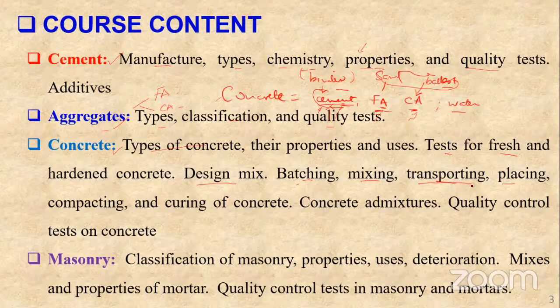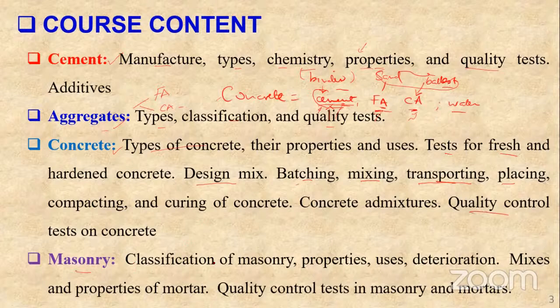Placing, you see, if you throw concrete the way we throw sand when we are loading it on a lorry, it's again going to segregate. So you had a very good mix, but if you throw it beyond a certain distance, segregation may occur. And segregation is not only for aggregate, but also water. You may find water coming onto the surface, leaving inadequate water for the chemical reaction to take place. And we are also going to see the different quality control tests that you can do on concrete.